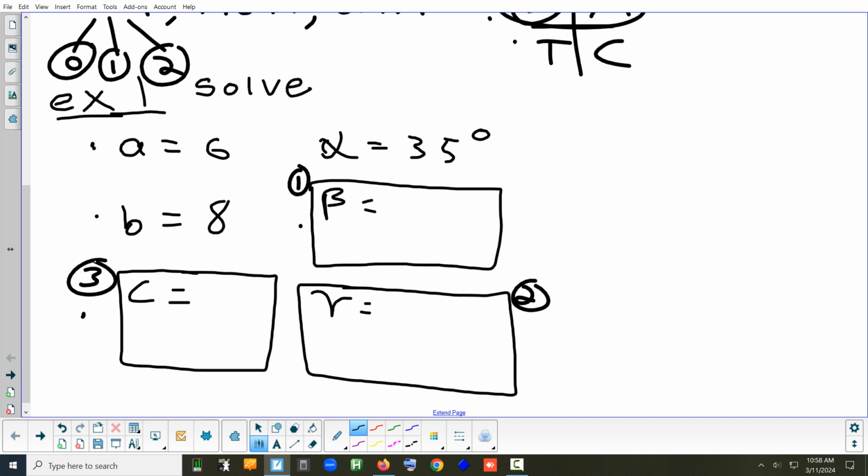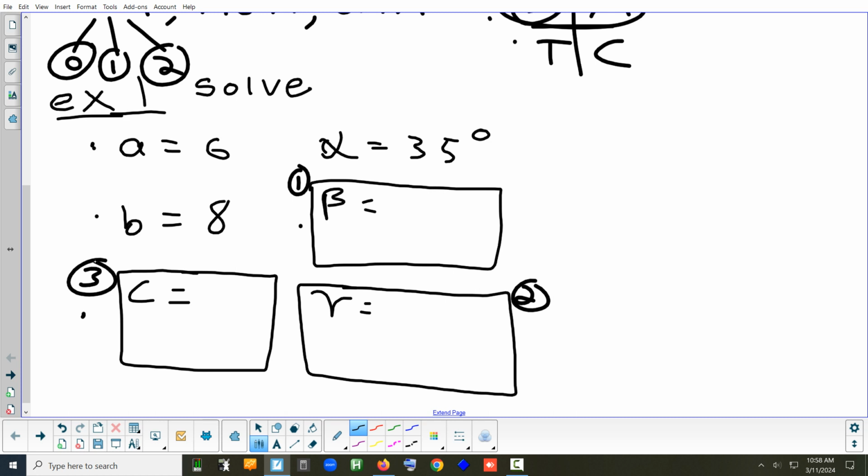Whether there's going to be one number in each of these boxes, two numbers, or no number, well, that's what we have to start to figure out. But you don't have to worry about the stuff that was given. A, B, and alpha, those are done. Okay? We just have to worry about what we don't know.